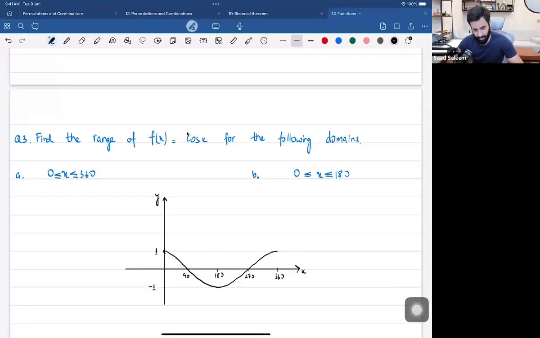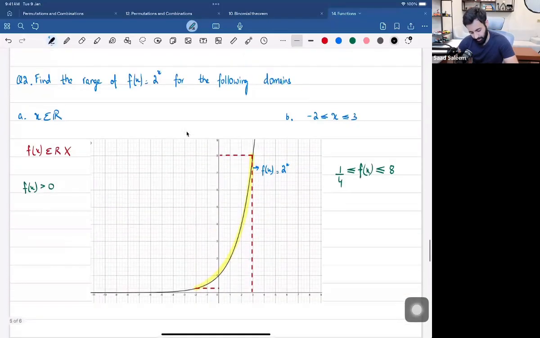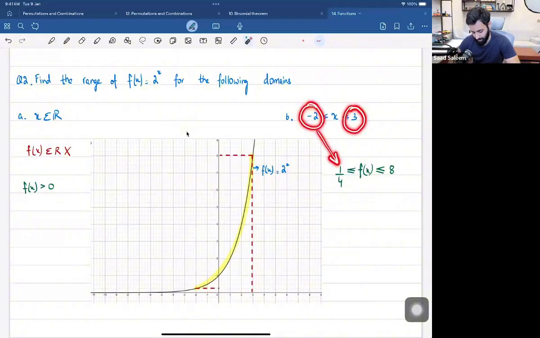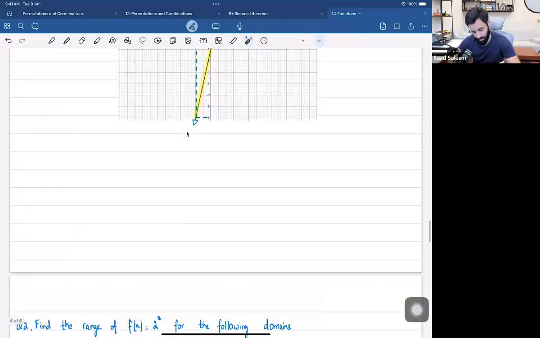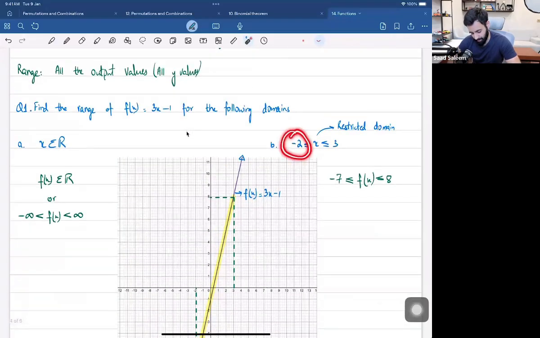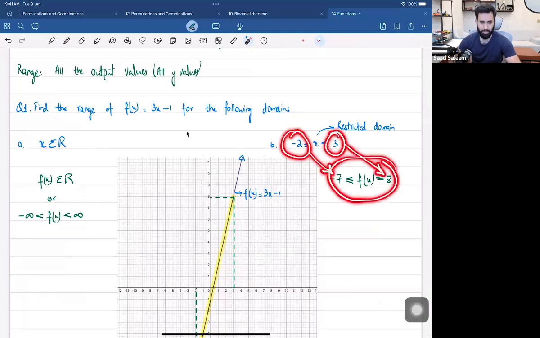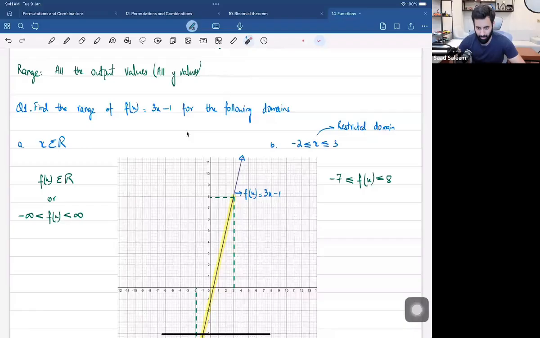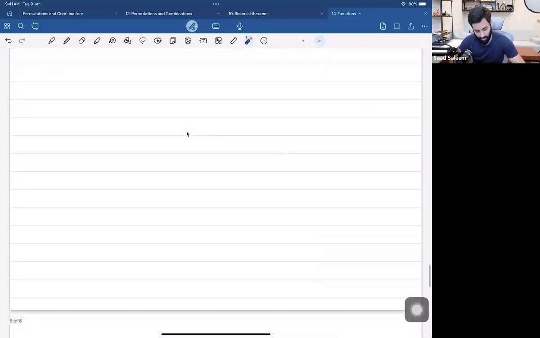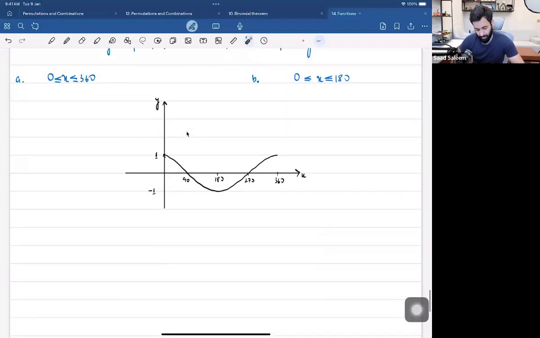Okay, now, what was the approach that we took earlier? The approach that we took earlier was we plugged in -2, we got a certain y value. We plugged in 3, we got a certain y value, and then we gave our answer in range form. Basically, we plugged in extreme values, we got extreme values. Okay, now, let's see if I can do the same over here.